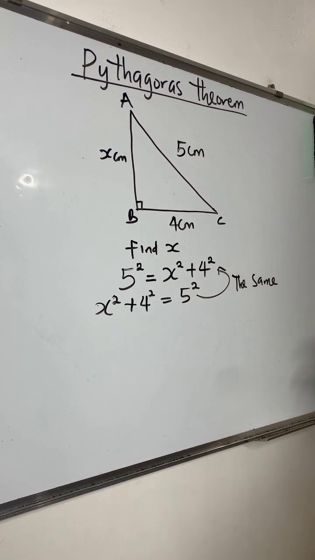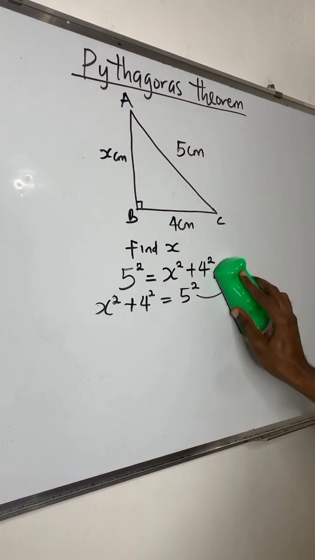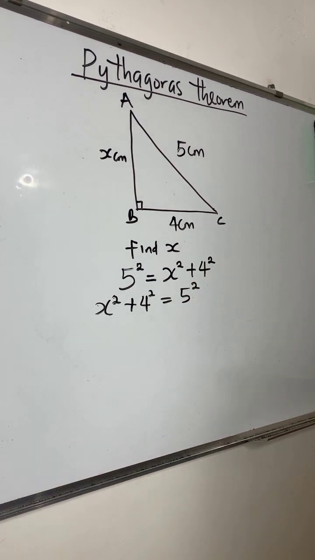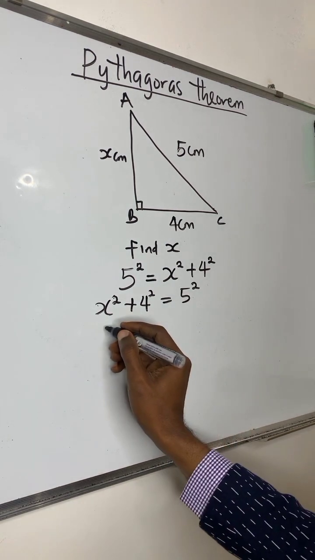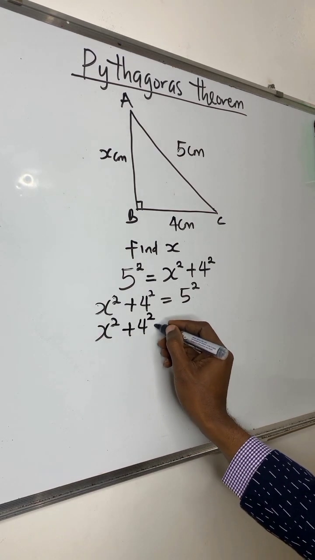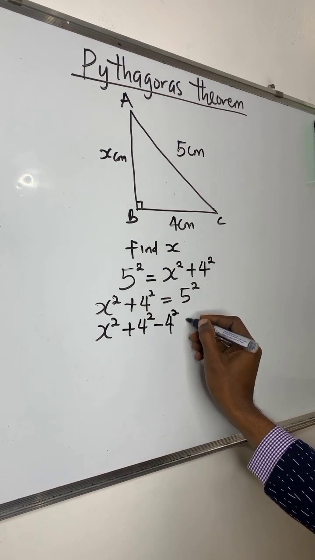So now, at this point, it's time for you to isolate the unknown. 4 squared is attached in some way to the unknown with that simple sign of addition. So you have to eliminate it. How do you eliminate it? You have to introduce minus 4 squared. But you're not only going to introduce minus 4 squared at the left-hand side, you introduce that as well at the right-hand side.